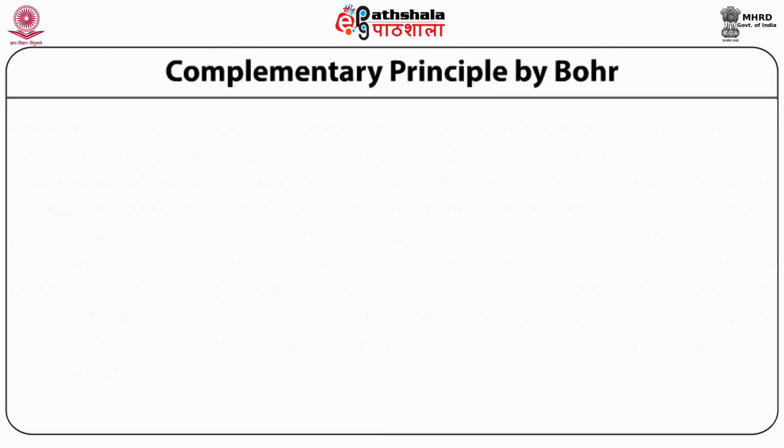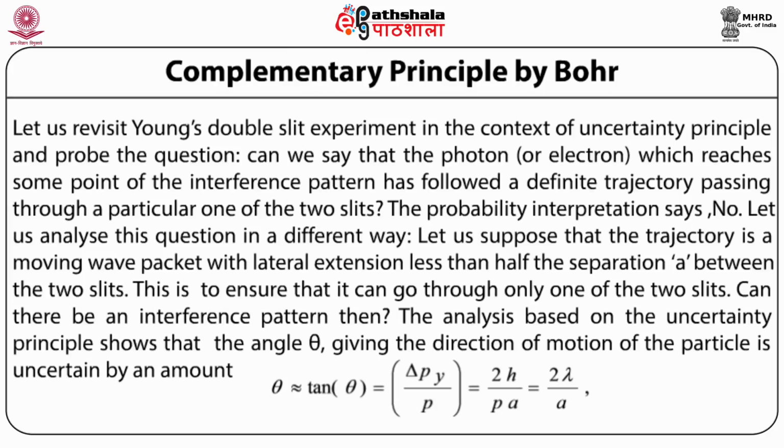Complementary principle by Bohr. Now let us revisit the Young's double slit experiment in the context of the uncertainty principle, and let us probe the question: can we say that the photon or electron which reaches some point of the interference pattern has followed a definite trajectory, passing through a particular one of the two slits?